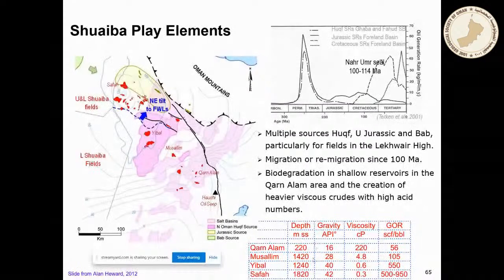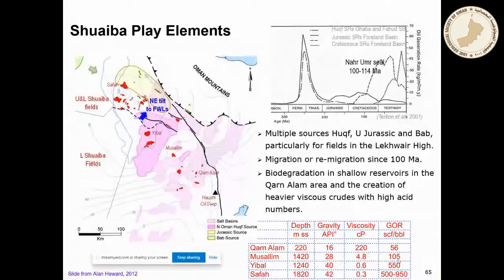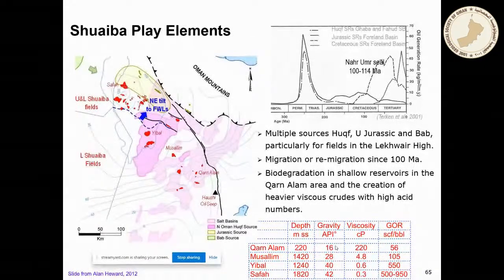You can see that for the Shuaiba, there is a huge spectrum, huge variation of gravity, API, and viscosity. So you go for fields like Qarn Alam, where the viscosity goes to more than 200 centipoise or around that range, to places like Safa, where the oil is really very light, less than 1 centipoise. So the API ranges from 16 in Qarn Alam to around 42 in Safa and Yibal as well. And these are among the lightest oil you can find in Oman.